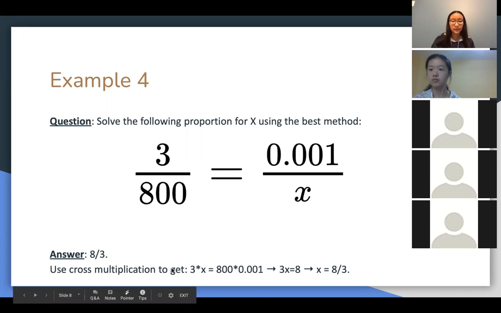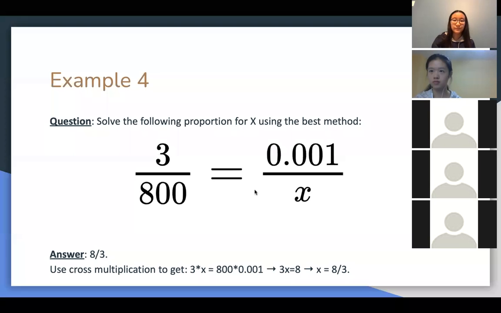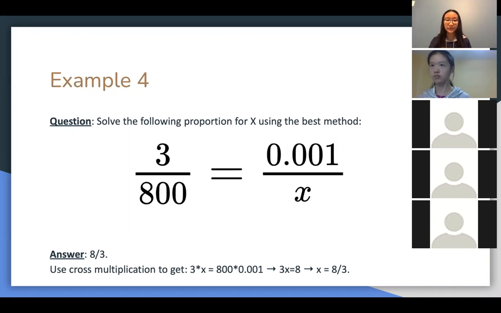And so here I'll explain cross multiplication since it seems like that might be a little bit confusing for you guys. So you multiply, like think of drawing diagonal lines across the equal sign. So 3 times x, and then the other diagonal line would go from 800 to 0.01, not that what's on the screen. And so 800 times 0.01 is basically just 800 divided by 100. So that gets you 8. And now the equation is 3x equals 8. So you divide both sides by 3 and you get x equals 8/3.